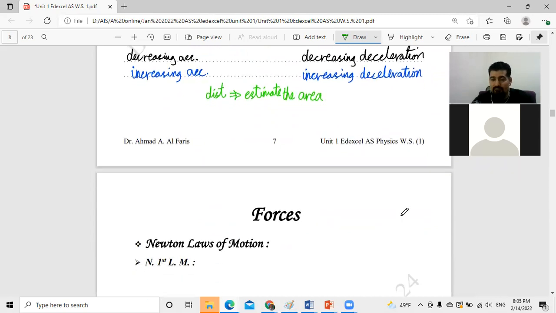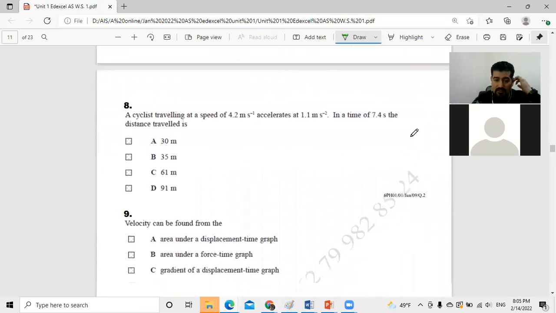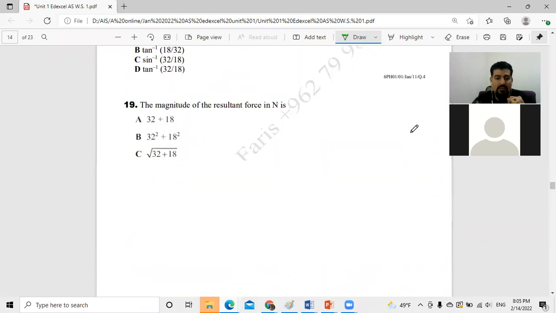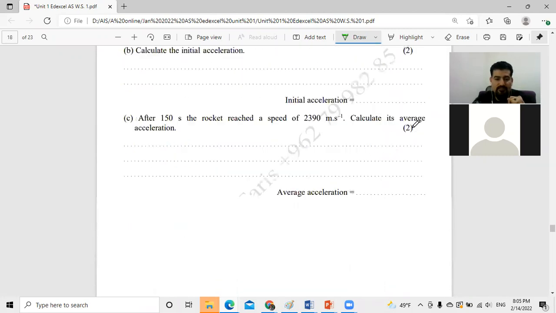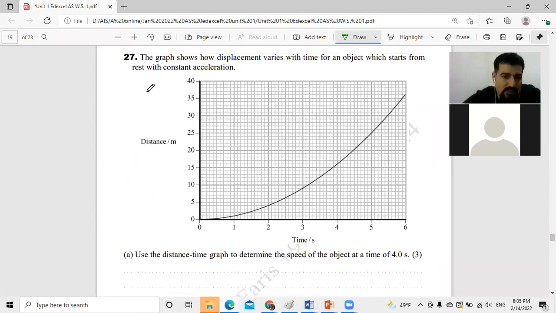Now, let's move on to a question. Then we are going to return to talk about forces and Newton's laws. If you have this worksheet, please move on to page, where is it? Yes, question 27, page 19. Go to this page. Page 19, question 27.